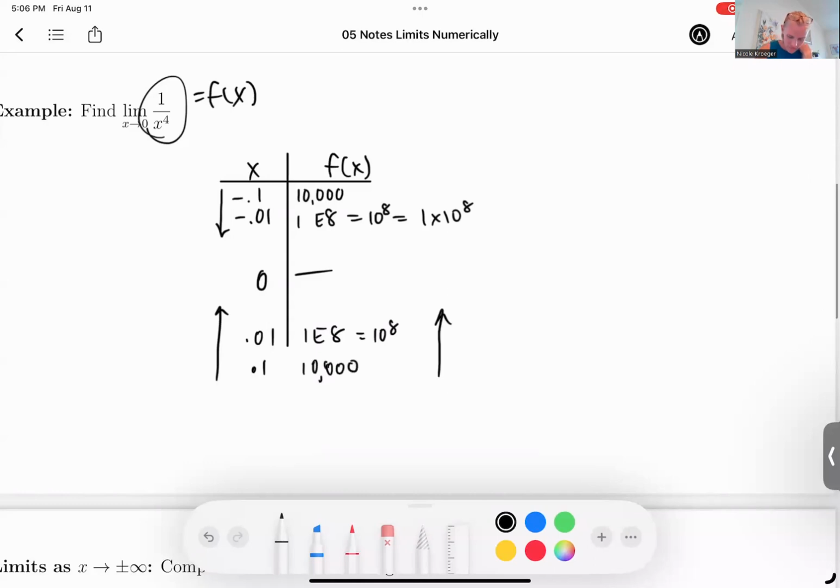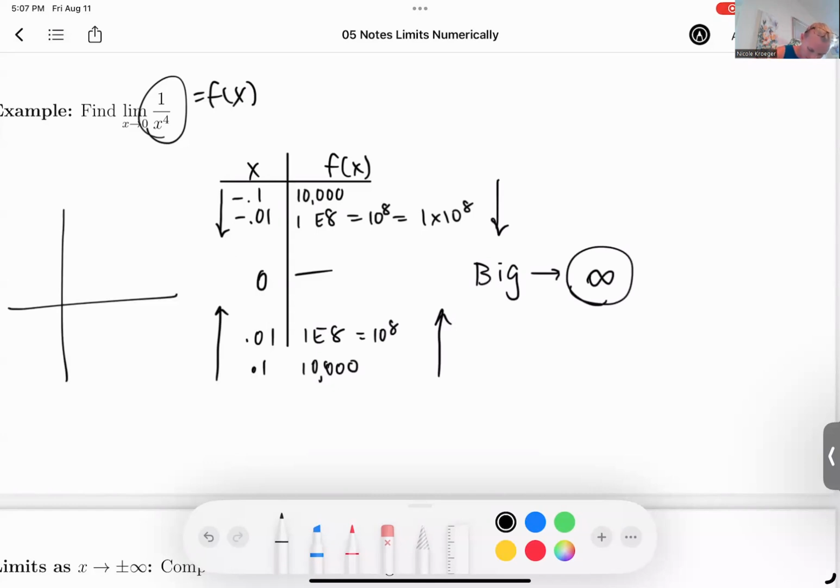So these numbers look like they're getting bigger as my x values get closer to 0, my y values are getting bigger. They're getting bigger and positive on both sides. So we say that this is infinity. If you look at the graph of this function, x to the 4th, it looks like this. You should look at the graph on your calculator. So graphically, we would expect that to be infinity as well.